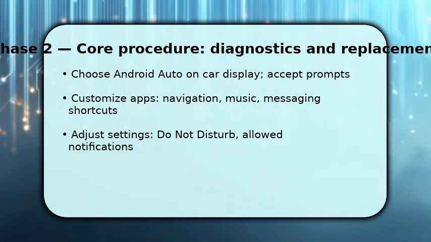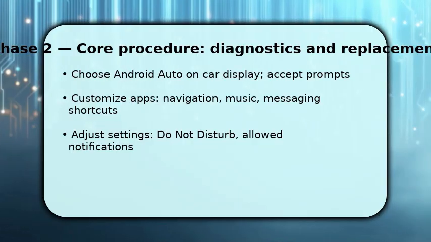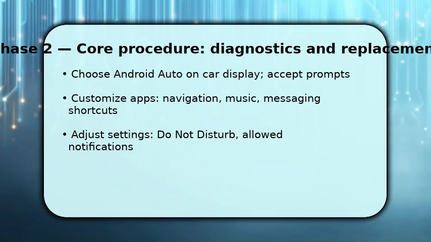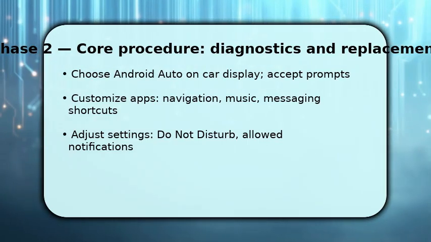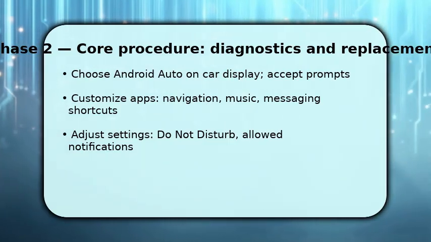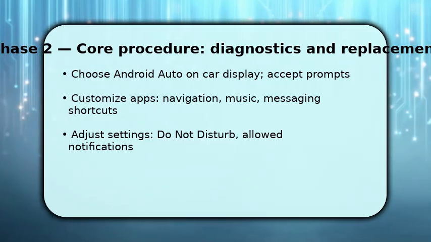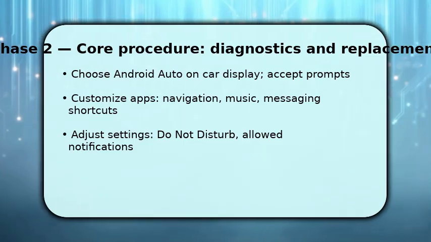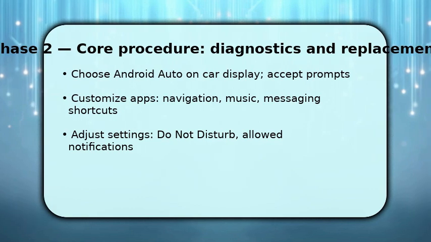Now you focus on the in-car side. Select Android Auto on the car display and accept any permission prompts there. The phone and head unit exchange configuration data. Make sure you pick your preferred navigation and audio apps and rearrange quick access shortcuts for a single tap drive. Also, customize Do Not Disturb and notification settings so alerts are limited to essential calls and messages. Once these options are set, your driving experience is cleaner and safer with minimal distractions.